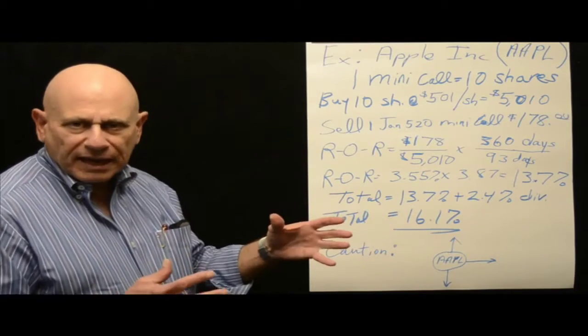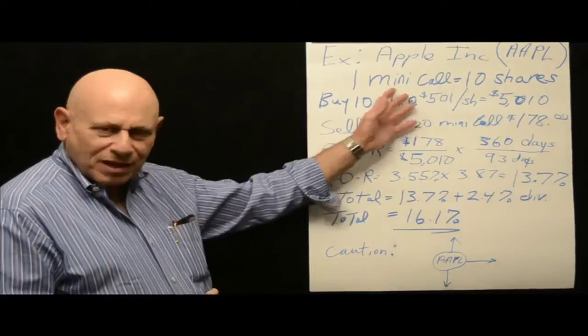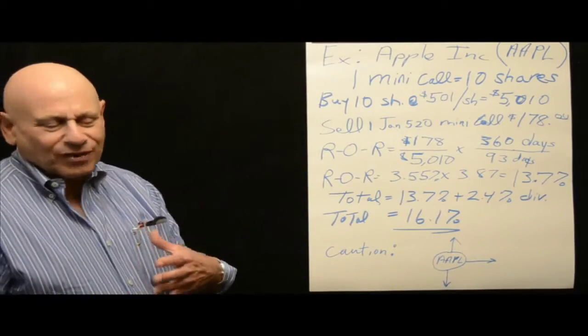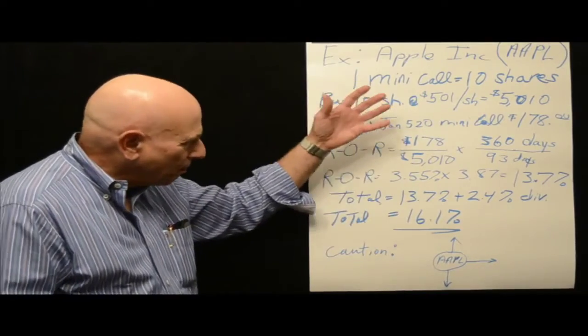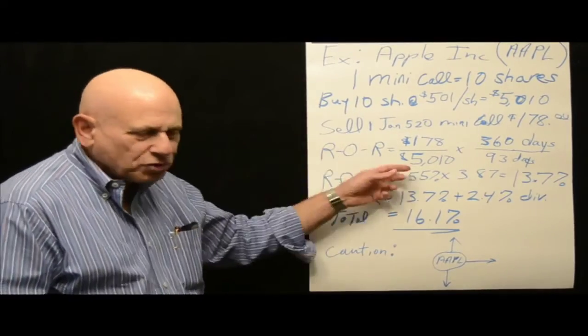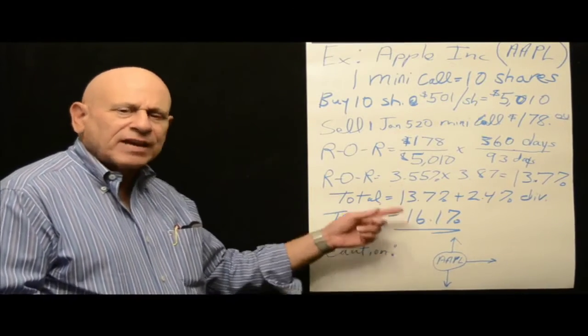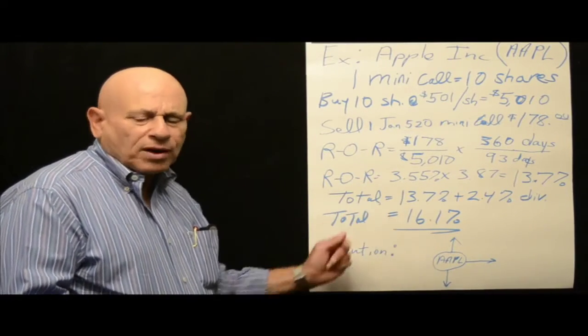This is what I do in my account. I used to have a lot of mini calls on Apple, and then I wrapped them all together, and now I have 100 shares of Apple, and I sell a regular call. But this is how you start out. This works, but you got to know about the risk. You got to ask yourself, is this suitable for what I want to do?